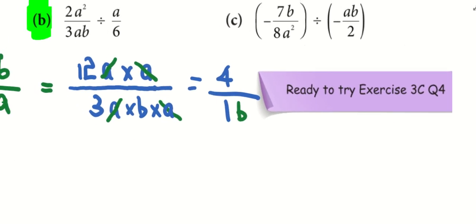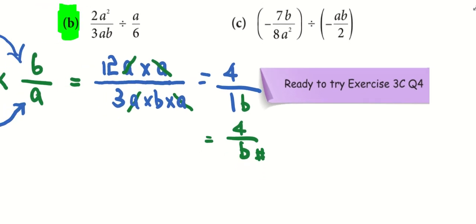Instead of writing 4 over 1b, 4b, 4 over b, because the number 1 is invisible. So we can write 4 over b. And this will be our final answer.